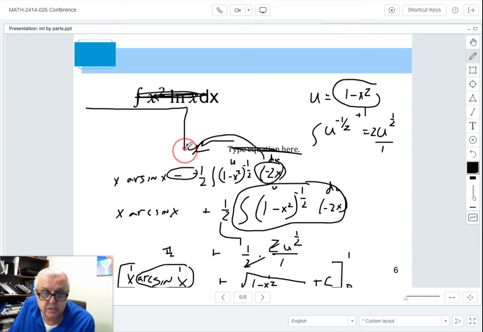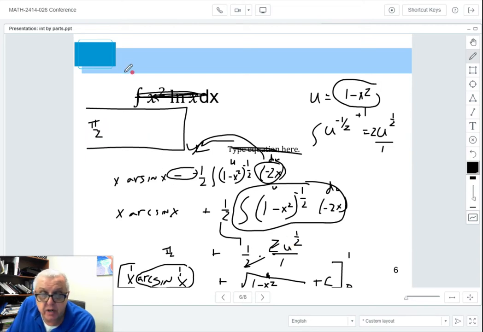I'm sorry, I'm really messing this up because I have no room here. So when I plug 1 in, by the way, you plug 1 in down here, you get 0. So when I plug 1 in, I get 1 times arc sine of 1, which is really pi over 2. 1 times pi over 2 is pi over 2.